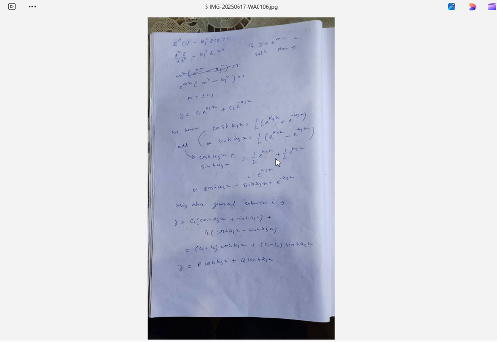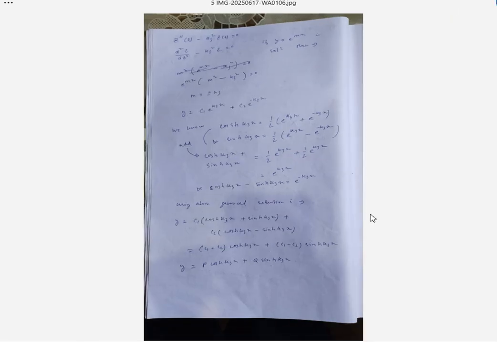Now the second equation. We are going to study differential equations in the form z double dash minus k square z is equal to 0, where k3 is a constant. In differential form we can write it as d square z by dz square minus k3 square z is equal to 0.